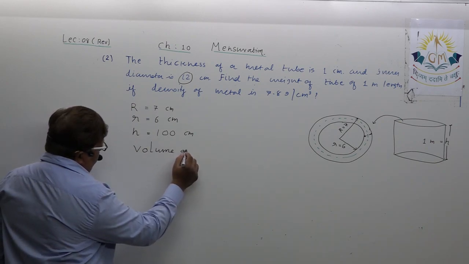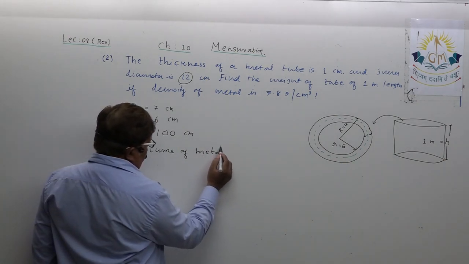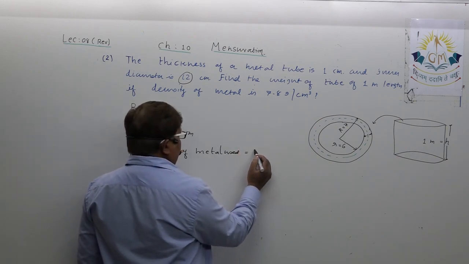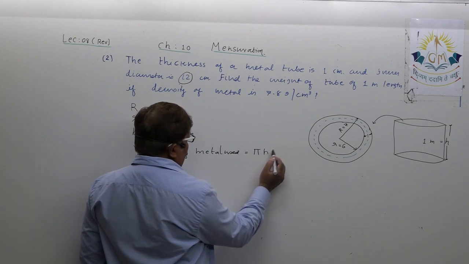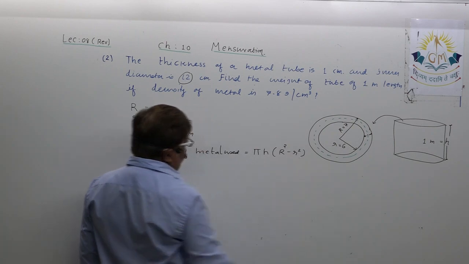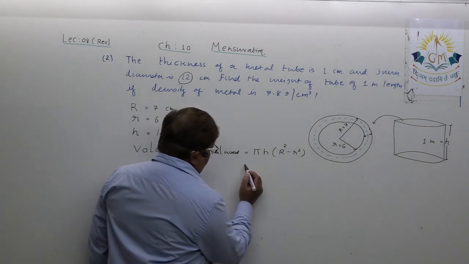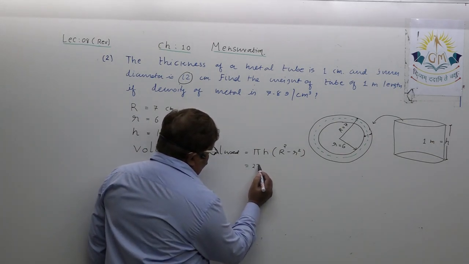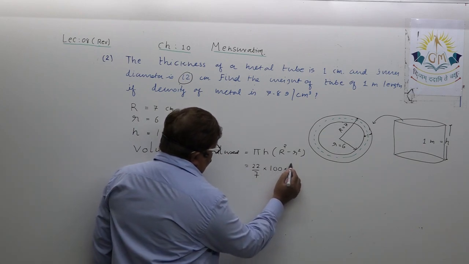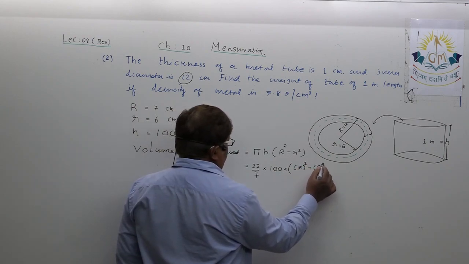Volume of metal used, okay? That's equal to, what is the formula? Pi h, capital R square minus small r square. The substitution: 22 upon 7, h 100, here 7 square minus 6 square.